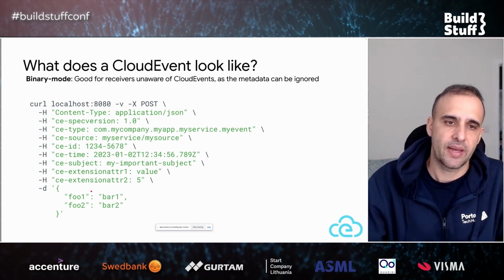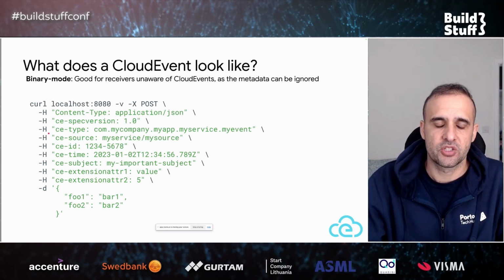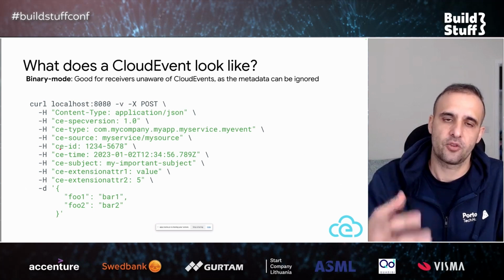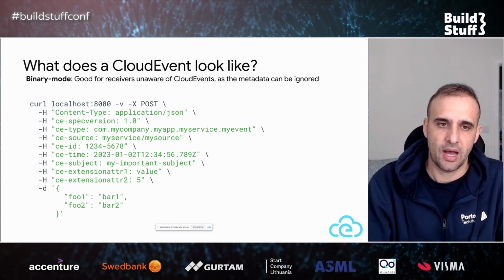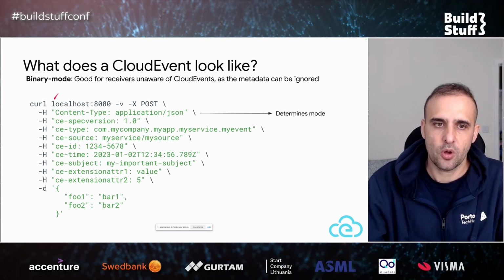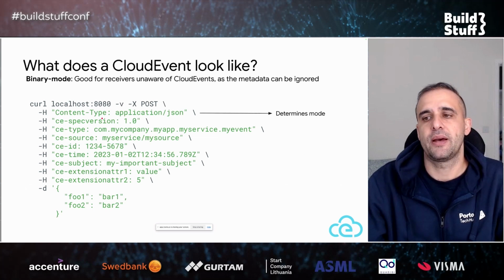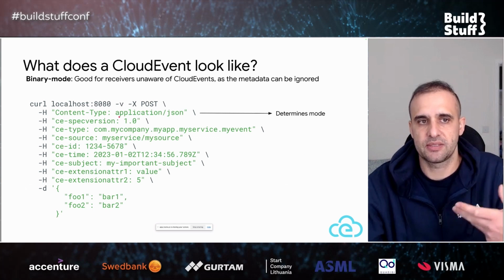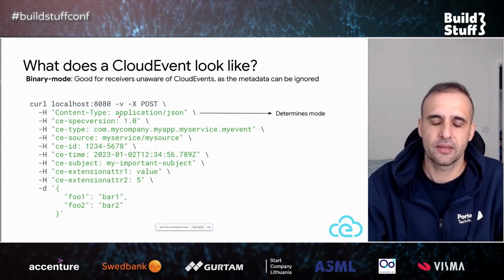And a Cloud Event, in binary mode, is basically just a number of special headers that you add onto your payload. And then that kind of turns into a Cloud Event. Now, first, the content type determines the mode of your Cloud Event. So in this case, application/json means this is a binary mode Cloud Event.